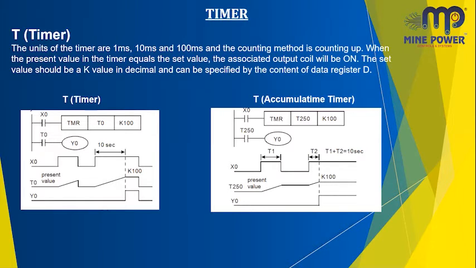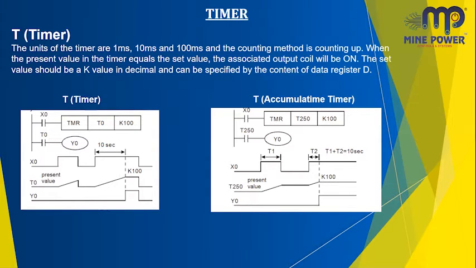The associated output coil will be on when the present value and the set value of the timer are equal, then the coil will be on. This is the main concept. The set value should be a K in decimal and can be specified by the content of the data register. The K value is the set value.